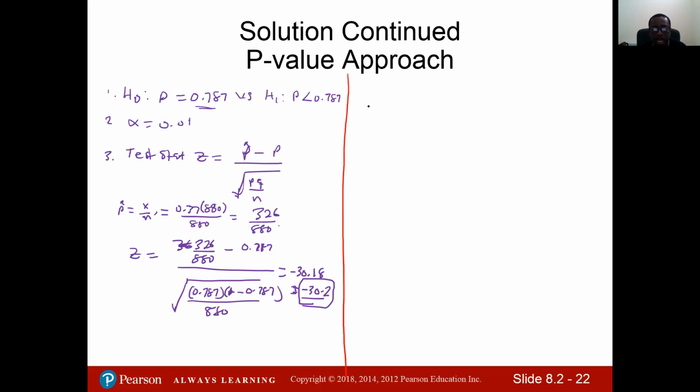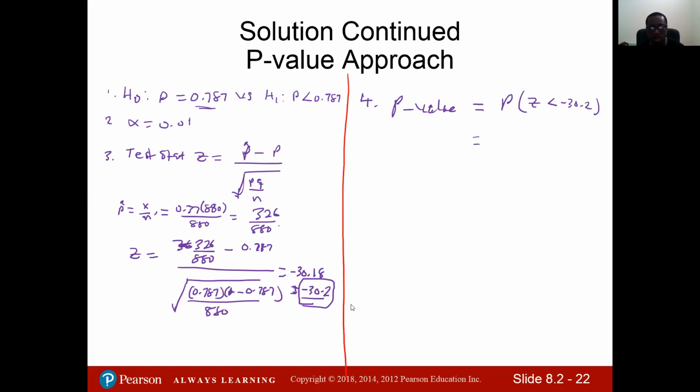So what is my p-value? Because it's a left tail, you want to find the probability that it is less than the test statistic, which is negative 30.2. Now, if you read it from the table, you will notice that I want a negative 1.